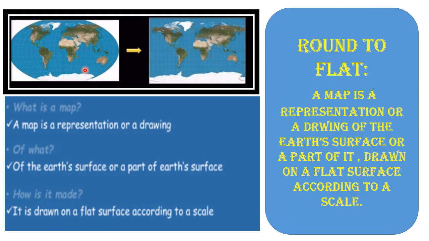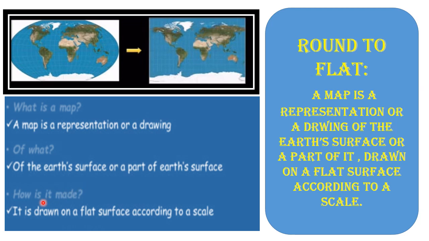Now, if you see, it's our globe, it's our earth, and this is a drawing on a flat surface. When we are representing our earth on a flat surface, we name it a map. So a map is a representation or a drawing of the earth's surface or a part of it drawn on a flat surface according to a scale. Now, what is a scale? That also we will discuss in the forthcoming slide.